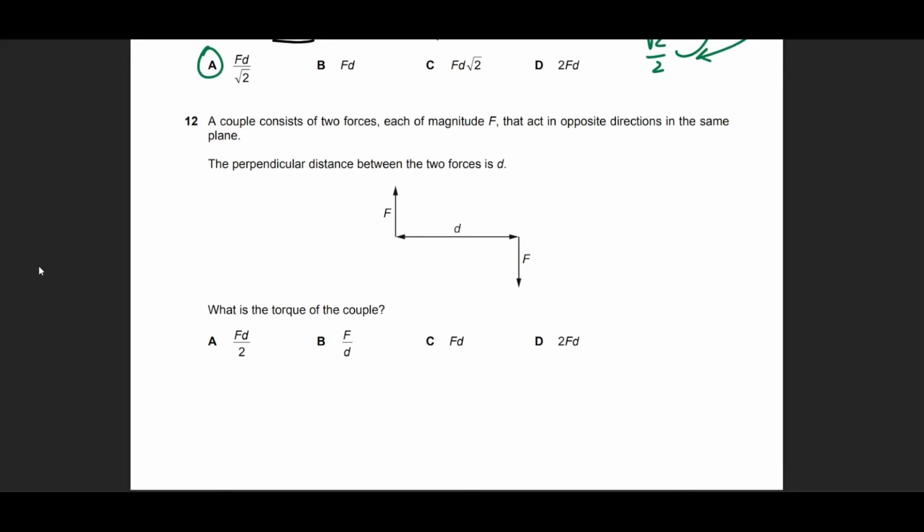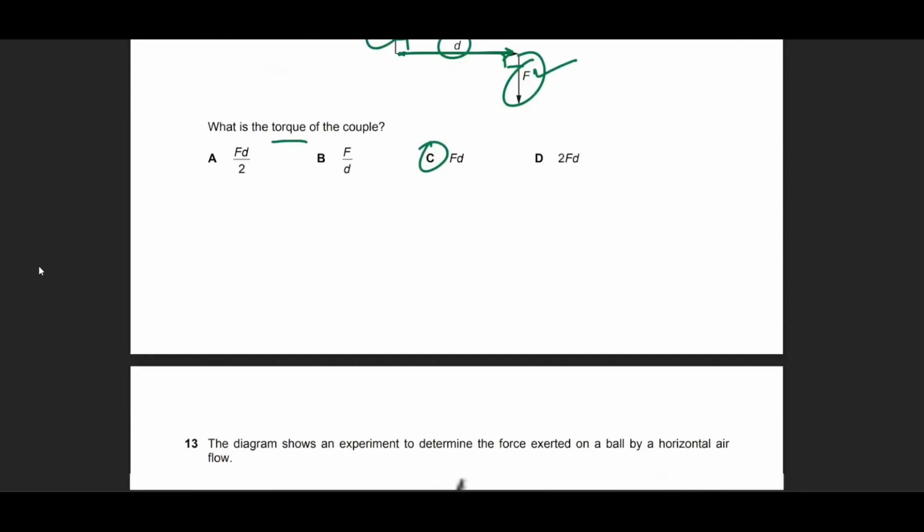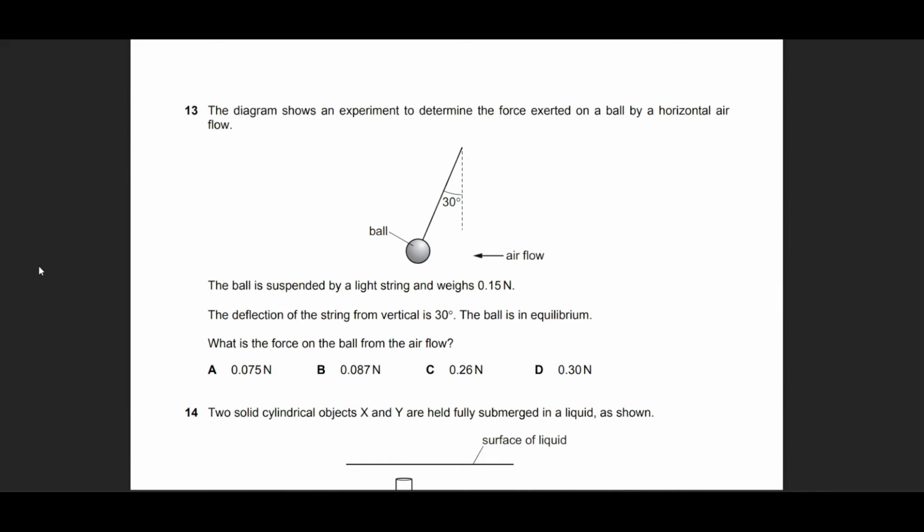Again, a very simple question. He says, what is the torque of the couple? Now, torque means that both forces should be equal and in opposite directions. There needs to be a 90 degree angle. There needs to be a perpendicular distance. Then pick any one of the forces and multiply with the distance. So this is going to be FD. No questions asked. Very straightforward. 12C. This is where you save time.